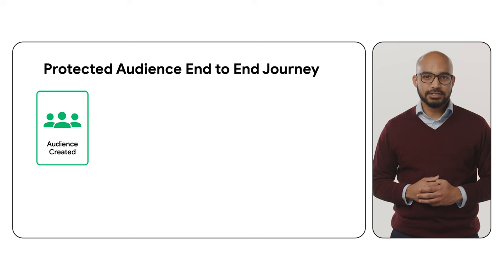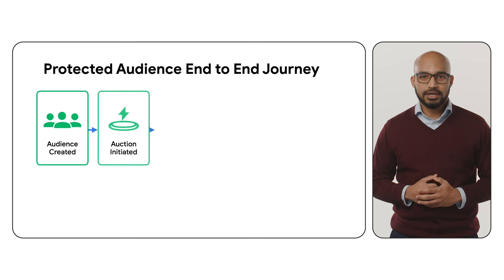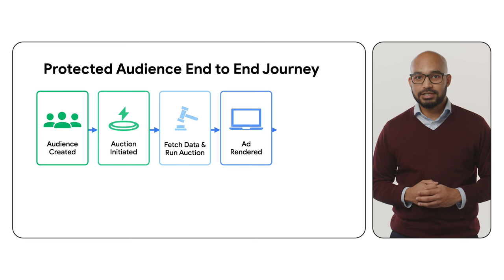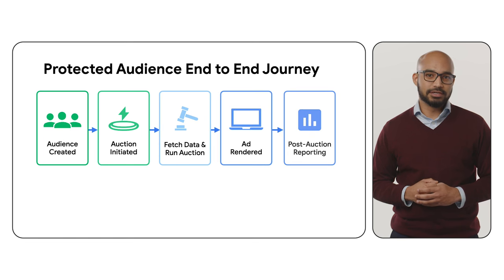What we'll do is go through the journey end-to-end, step-by-step. And this will be done in 5 steps. First, we'll create audiences. Then we'll set up the auction. Next, run the auction and show how the data and the decisions flow through. Finally, we'll have the ad render, and everyone will receive the reporting they need.